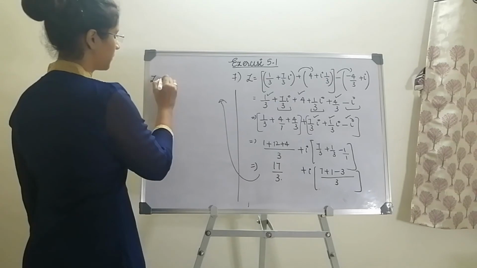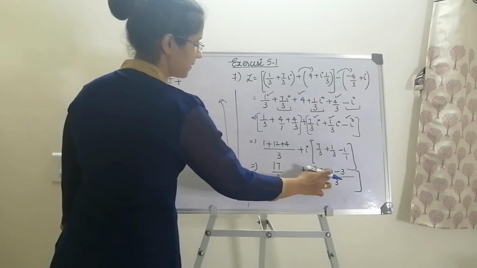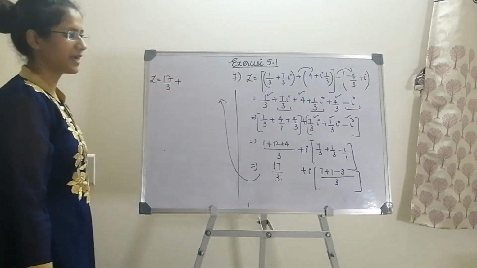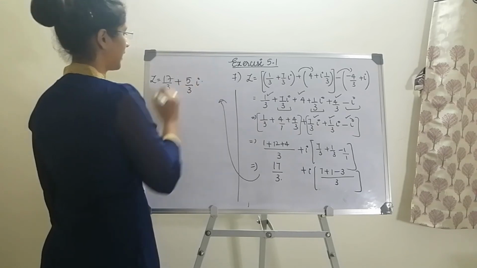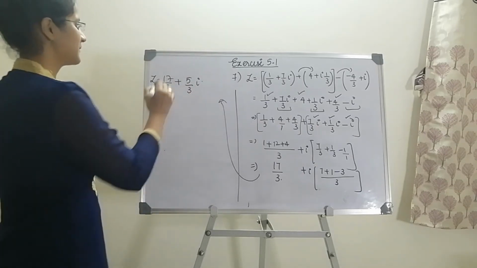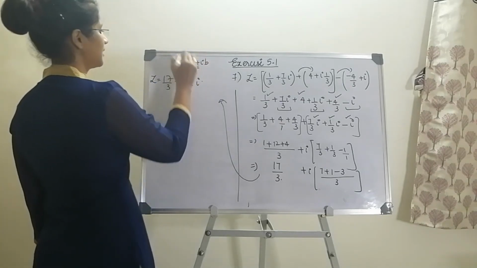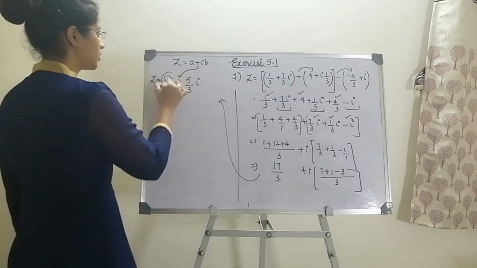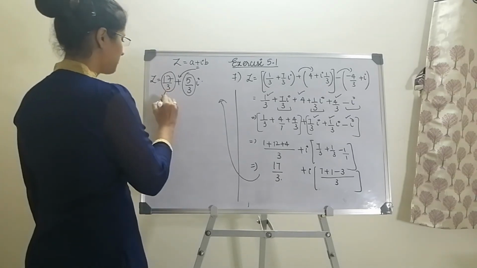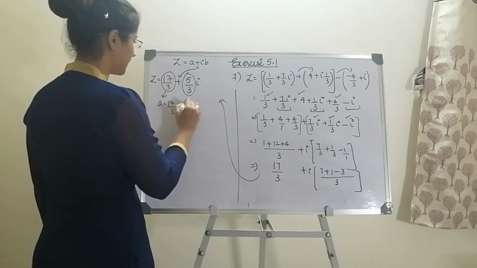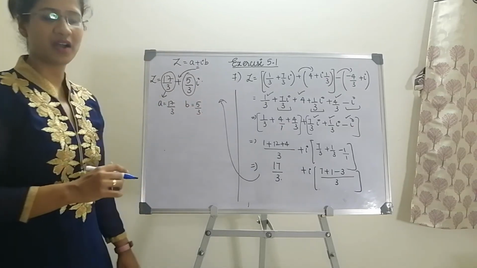Next, I have Z is equal to 17 by 3 plus 7 plus 1 is 8. 8 minus 3 is going to give me 5 by 3 i. So does it resemble Z is equal to a plus ib format? Yes, it does, because there is a plus sign in between and there are two real numbers which I have already bifurcated and written. So I have a is equal to 17 by 3 and b is equal to 5 by 3. Hope you all have understood.